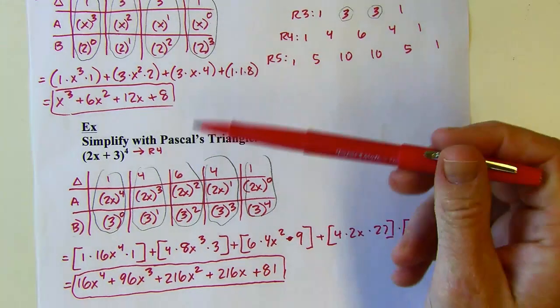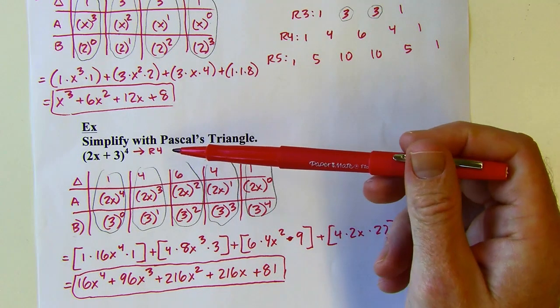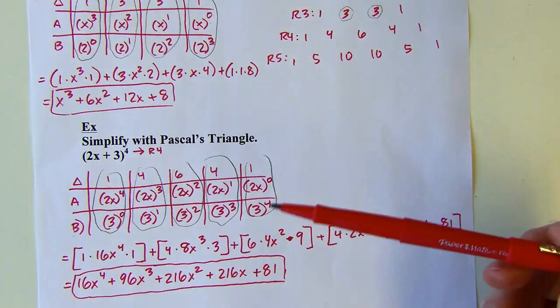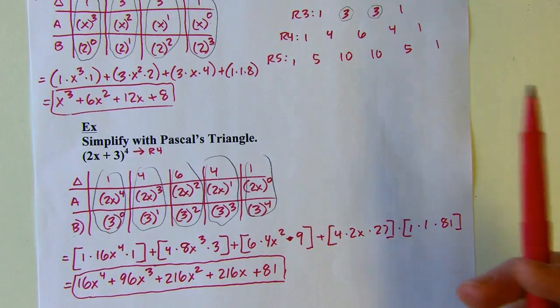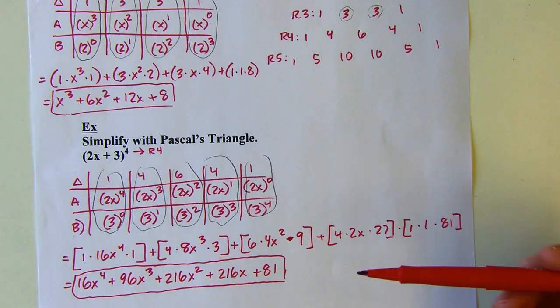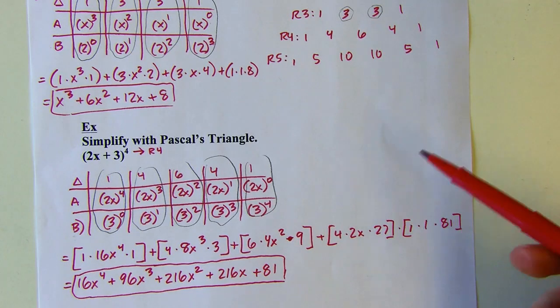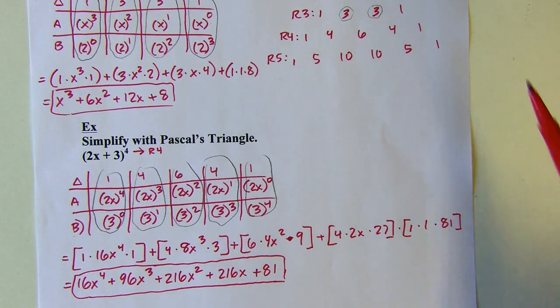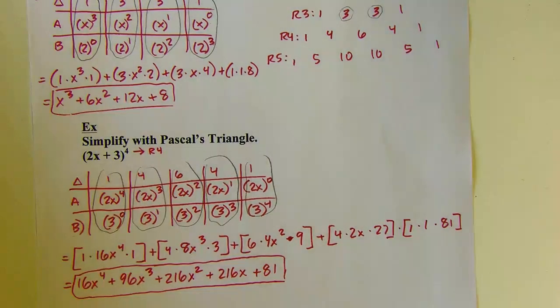So Pascal's triangle is for expanding binomials, right? It's for taking binomials and raising them to degrees. So it's just another way to deal with these without actually multiplying it out piece by piece. It still involves some work, but it will save you a lot of time. And that's it.